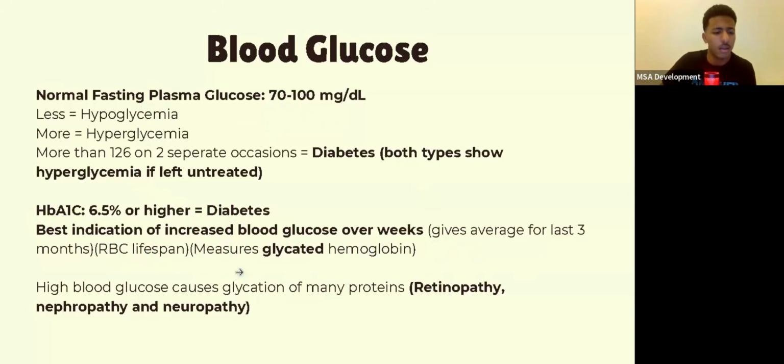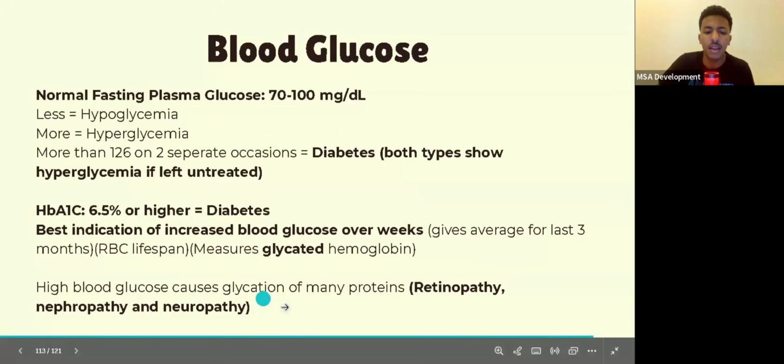And lastly, high blood glucose causes the glycation of many proteins, and this causes retinopathies, which is eye problems, nephropathy, which is problems with the nephrons, kidneys basically, and neuropathy, neuron problems.